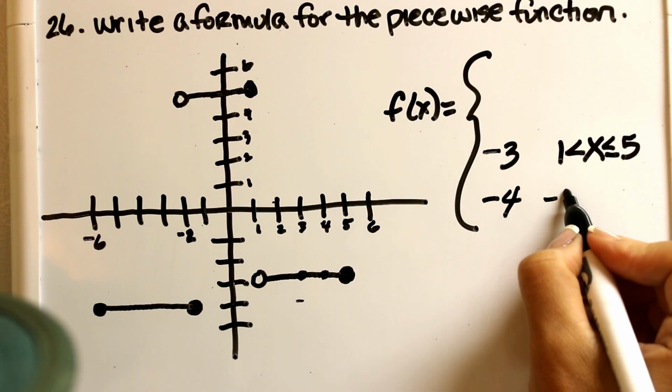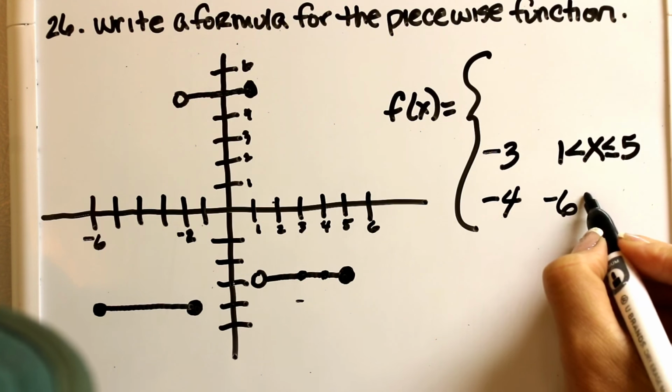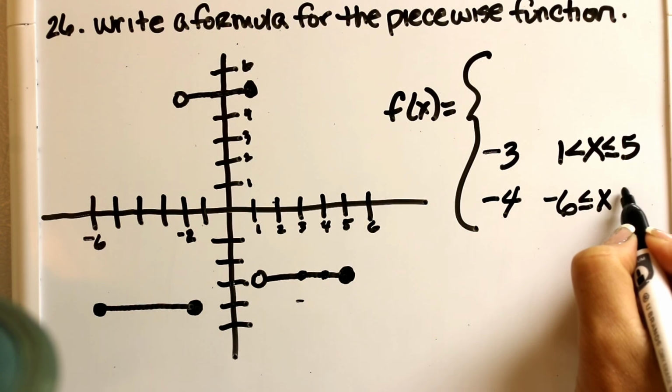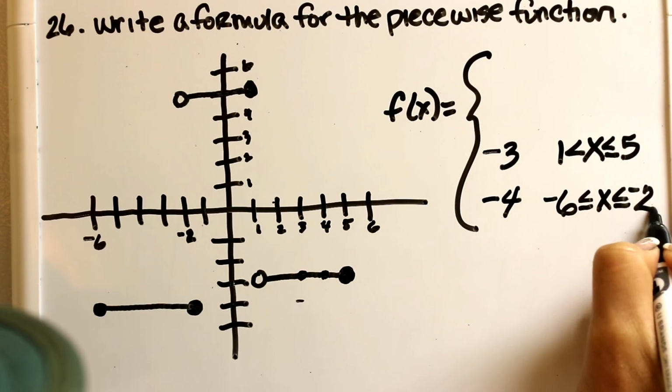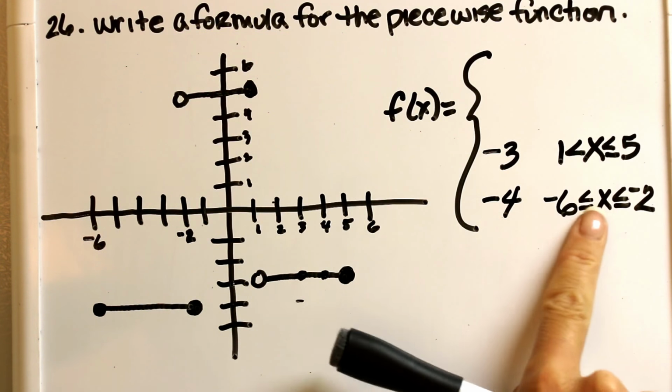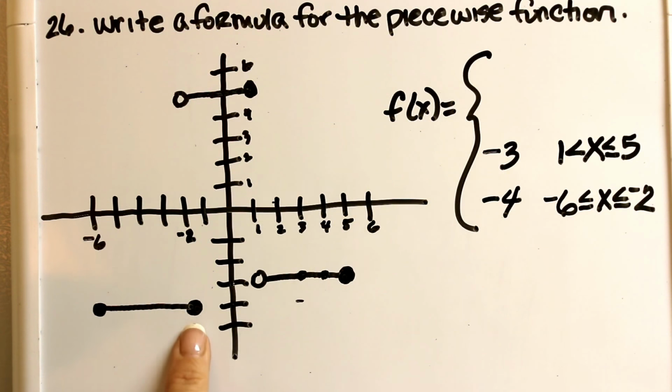So we can write that down. X has to be between -6 and -2. I included the equal signs because both endpoints were colored in.